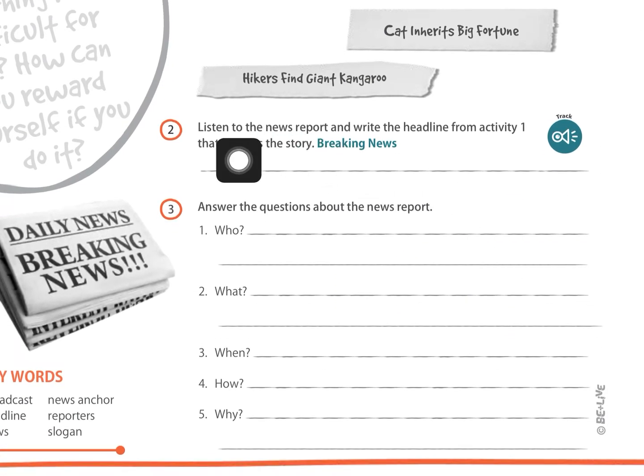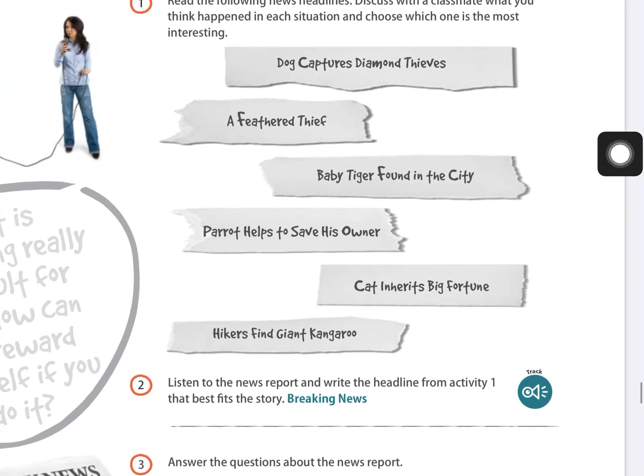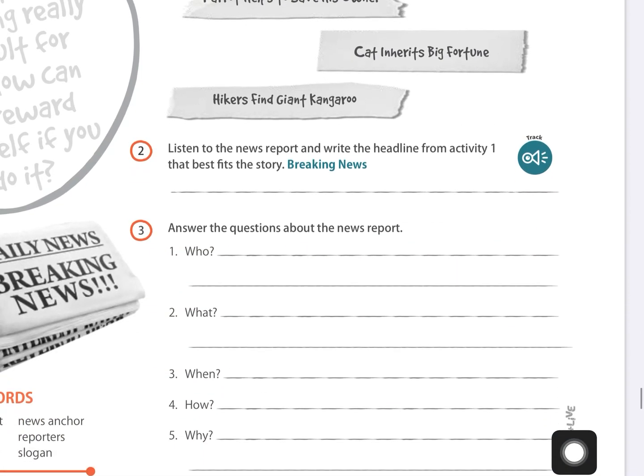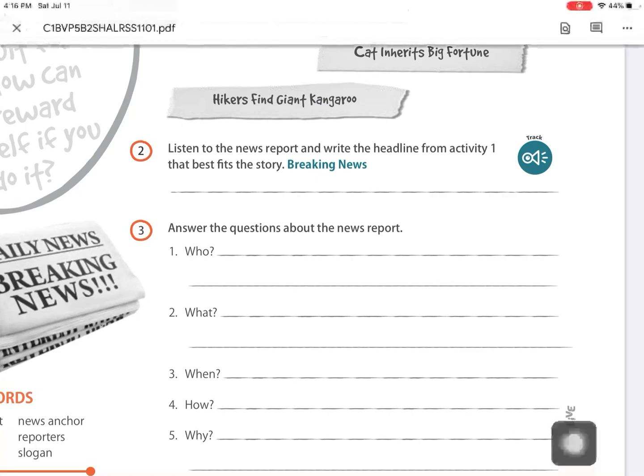Number 2. We are going to listen to the news reports and write the headline from activity 1 that best fits the story. For example, with those headlines, you are going to decide what is the most appropriate, the most correct for the audio file that you are going to listen to. And remember that all the audio files and all the resources are below the actividad evaluable on Sistema 1's platform.